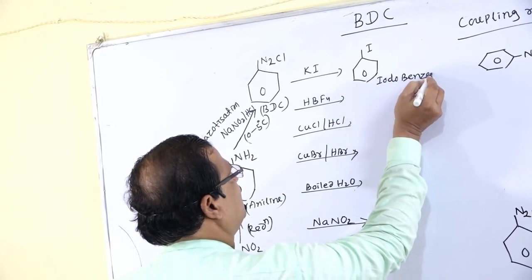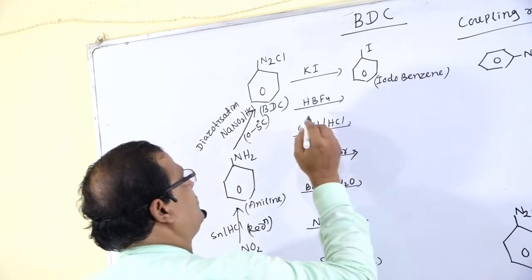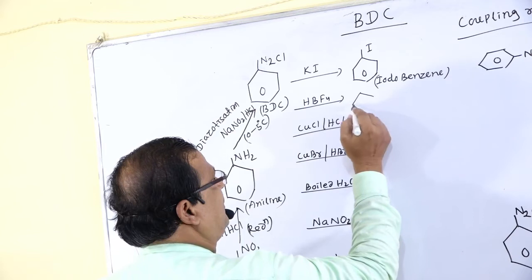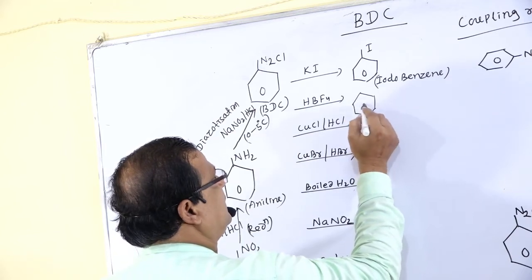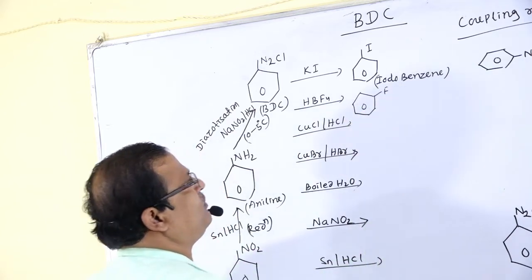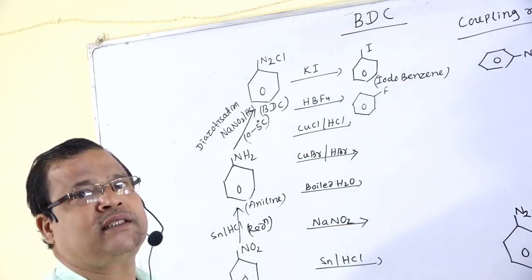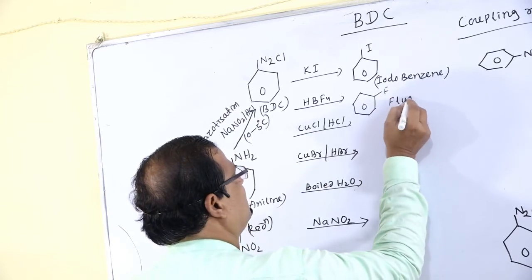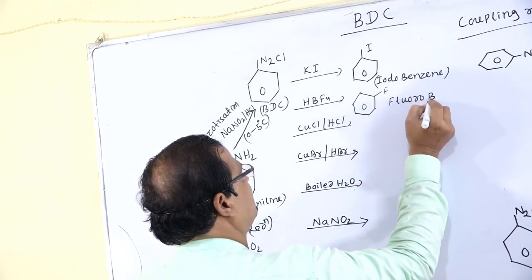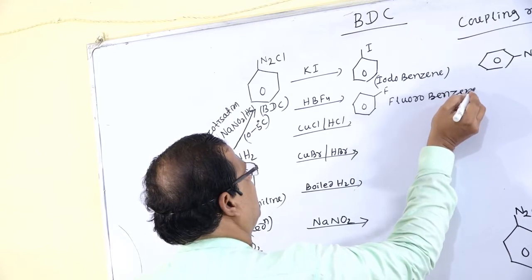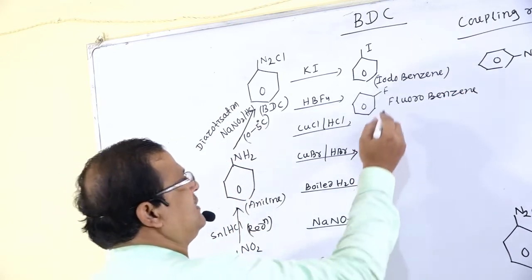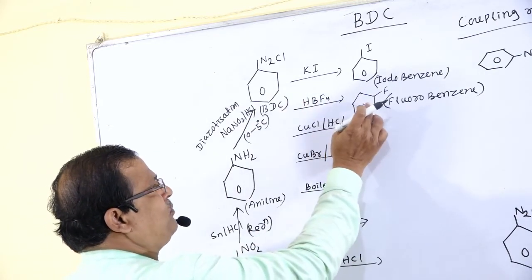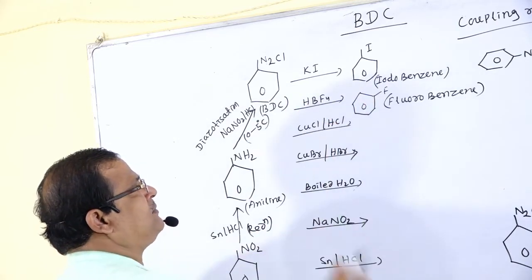There is the formation of iodobenzene. Next, benzene diazonium chloride treated with HBF4 forms fluorobenzene, benzene attached with fluorine. That reaction is known as the Balz-Schiemann reaction, the conversion of BDC to fluorobenzene in the presence of HBF4.